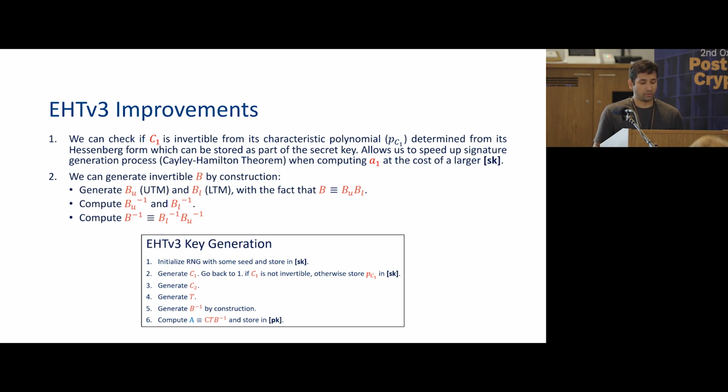And we can also compute an invertible B by construction, which I assume most of you already know. And that makes the key generation look much simpler, where you just need to set some seed for an invertible C1.